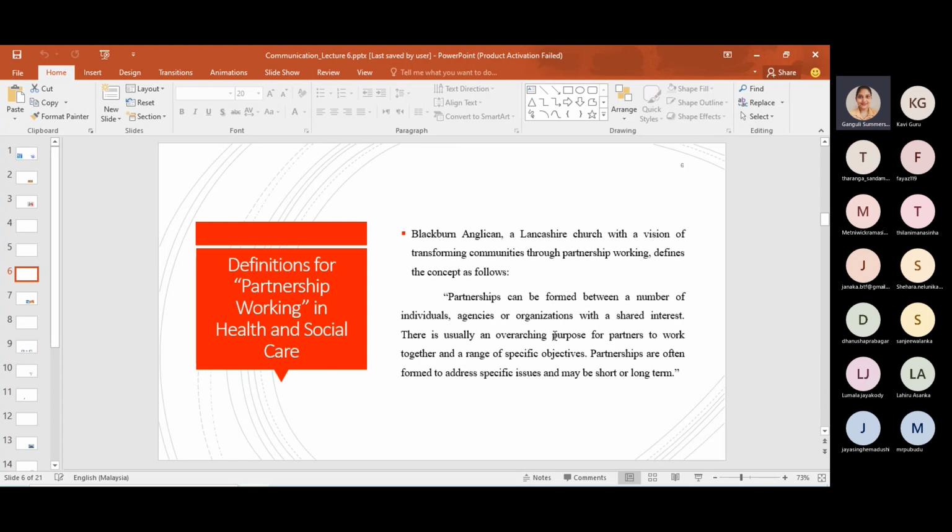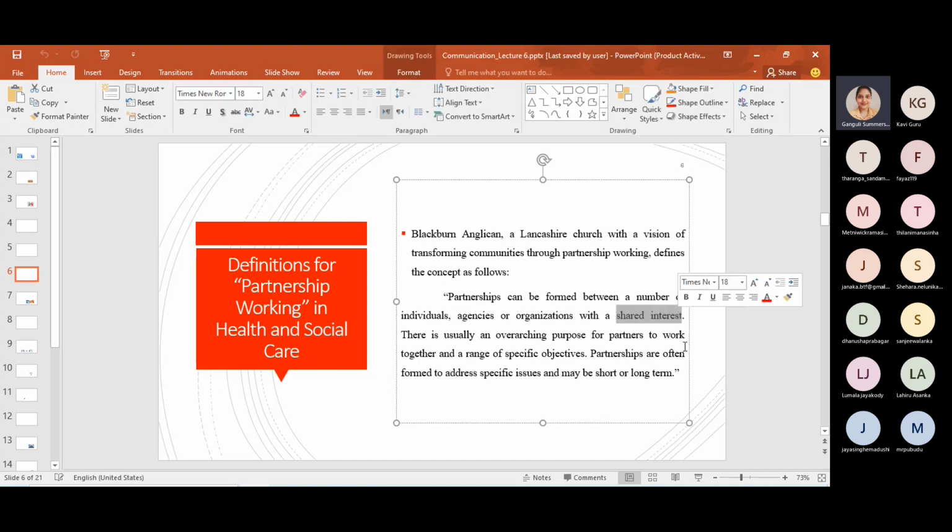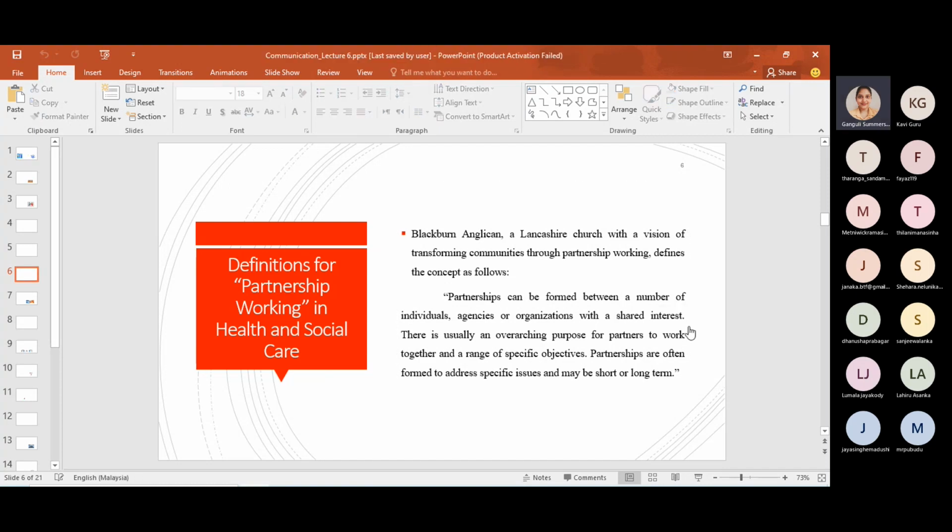Okay, so partnership is a certain bond that forms between a number of individuals, agencies, or organizations with a shared interest. Shared interest means common interest. Because we already learned that they are working towards a common goal, right? So shared interest means that common goal, a common interest. All the organizations, all the individuals, all the agencies in a partnership have a common interest. They don't have separate individual interests. Instead, they have a common interest.